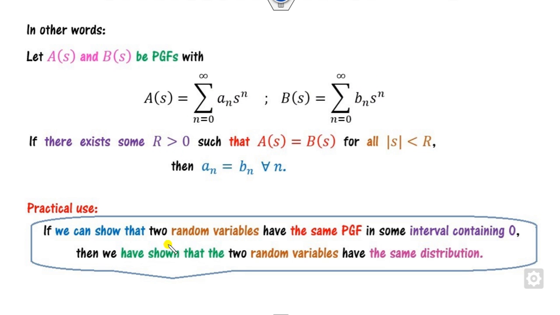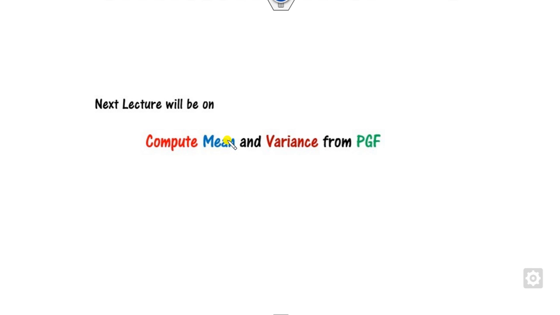Or you can say it can be shown that if two random variables have the same PGF, then the two random variables have the same distribution functions. So that's the meaning of the uniqueness of the PGF. We will see how you can compute the mean and the variance from the PGF, as we have discussed how you can compute the probabilities from the PGF. Now we will see how to compute the mean and variance from the PGF in our next class.